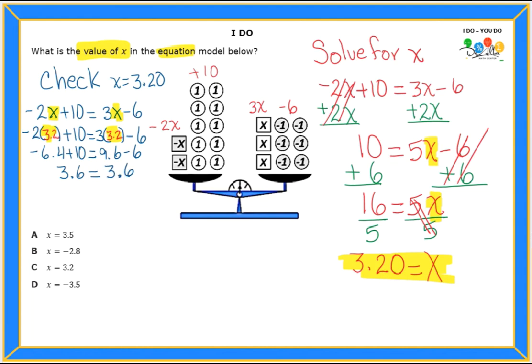Now, my answer is not 3.6. Don't be confused. I'm just working out my equation so that I can check if I get the same answer on both sides. When I get the same answer on both sides, that means that x is correct. So yes, my answer is x equals 3.20, which is right here on letter C.